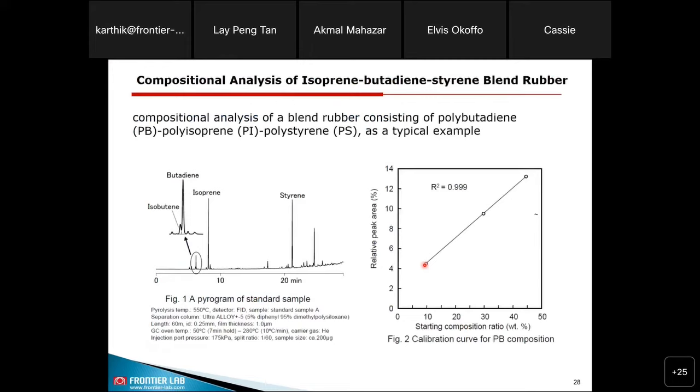I was telling about the composition analysis. Here is another application technical note that we have developed for the compositional analysis of blend rubber consisting of polybutadiene, polyisoprene and polystyrene. So you can choose the appropriate monomer for your quantification and confirmation. In this case you can use butadiene, isoprene and styrene, and you make a blend with different mixtures, and you can show the linearity. That means this is applicable for this composition analysis.